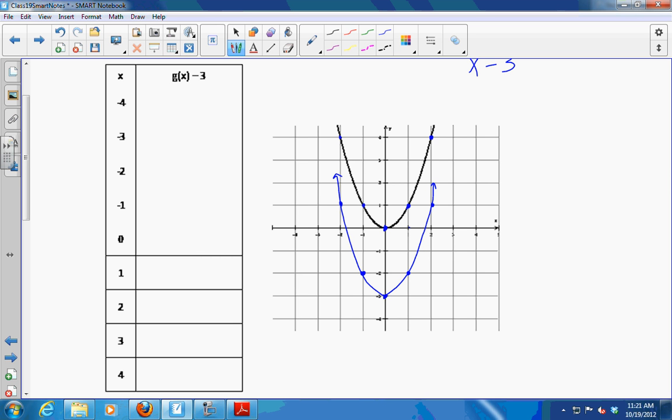And if you needed to, we could have used some points in the table, right? So -1, or let's just do a few. We'll do -4. I would do g of -4 minus 3. What is g of -4?